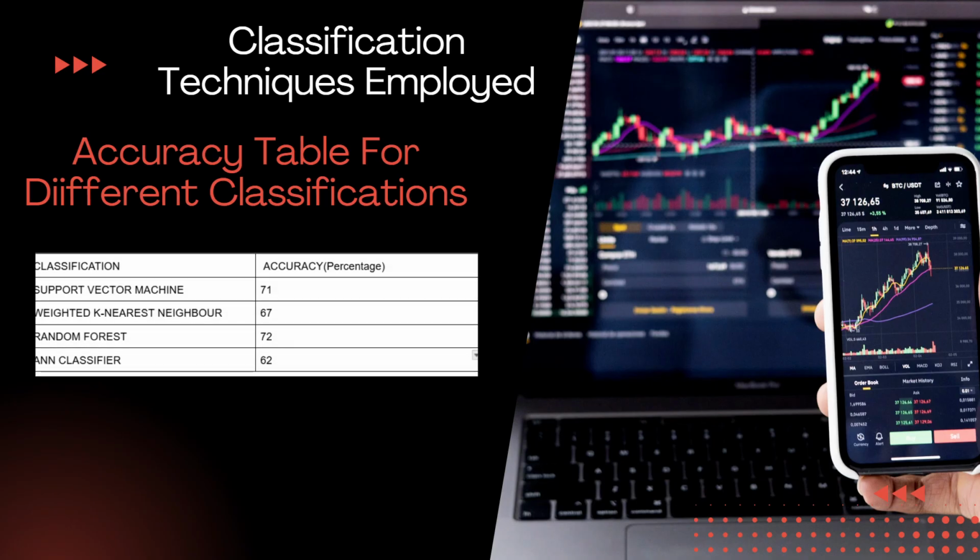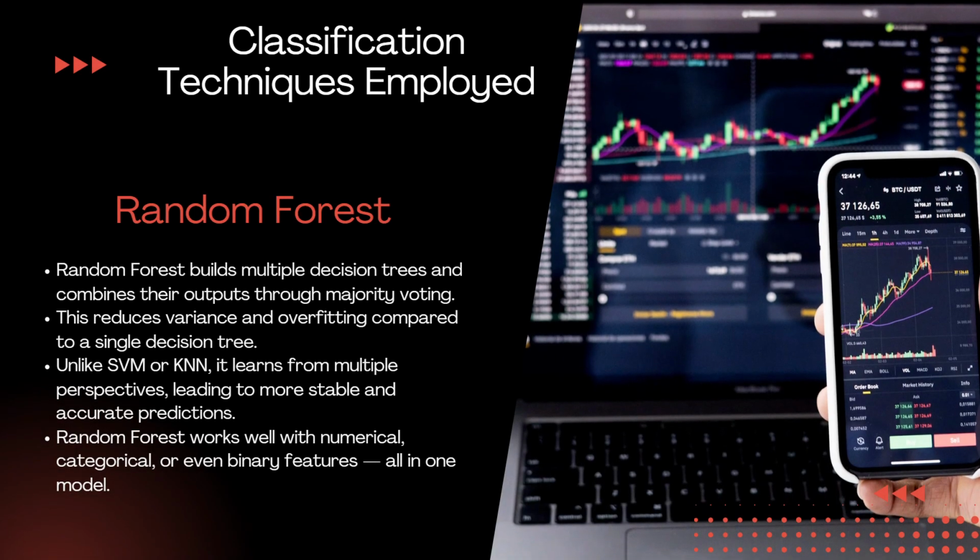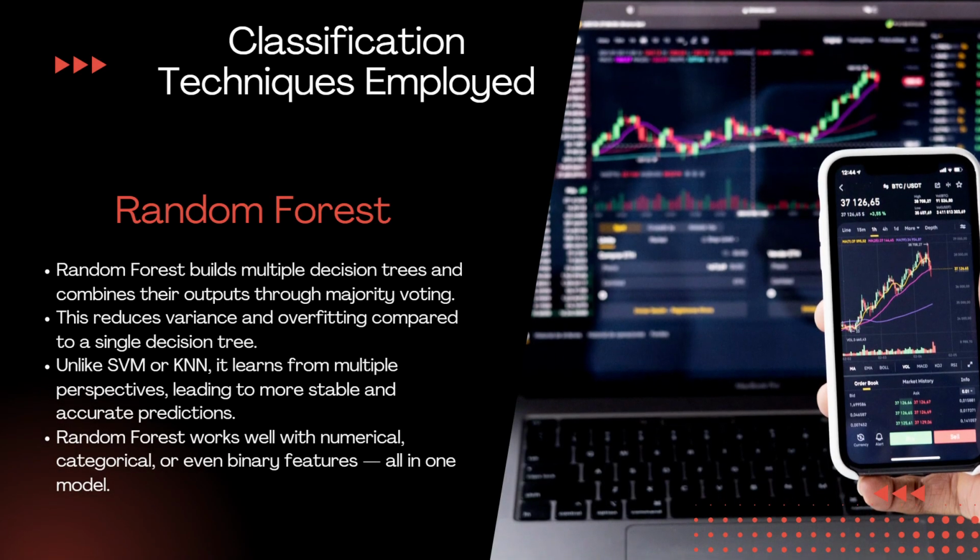So about the classification techniques utilized for the sentiment analysis, we tried different approaches, and as you can see, we got the best accuracy for the random forest classifier. Also, we tried SVM, but its high computation made us lean more towards the random forest classifier. So how does the random forest classifier work? It uses the abilities of decision trees, combining the outputs of many decision trees and using majority voting to find the final classification. Unlike SVM or KNN, it learns from different perspectives, taking the classification of each decision tree.